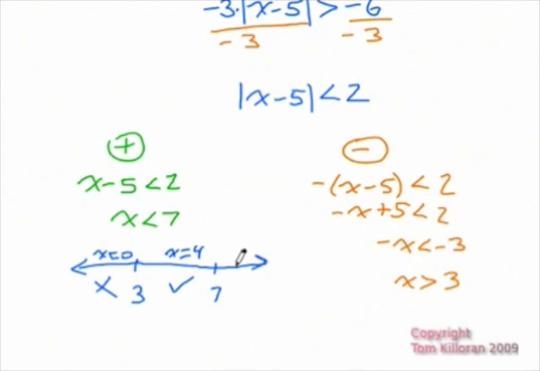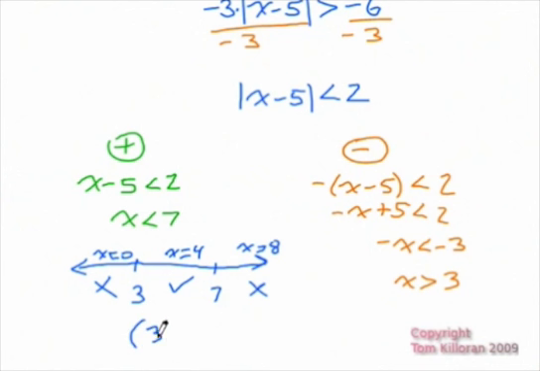And if we pick a number bigger than 7, say 8, plug it in, we're going to get 8 minus 5 is 3. The absolute value of 3 is definitely not smaller than 2. So that's not going to work. So all my solutions are going to lie between 3 and 7. Because it's not equal to, neither of them are going to be included.